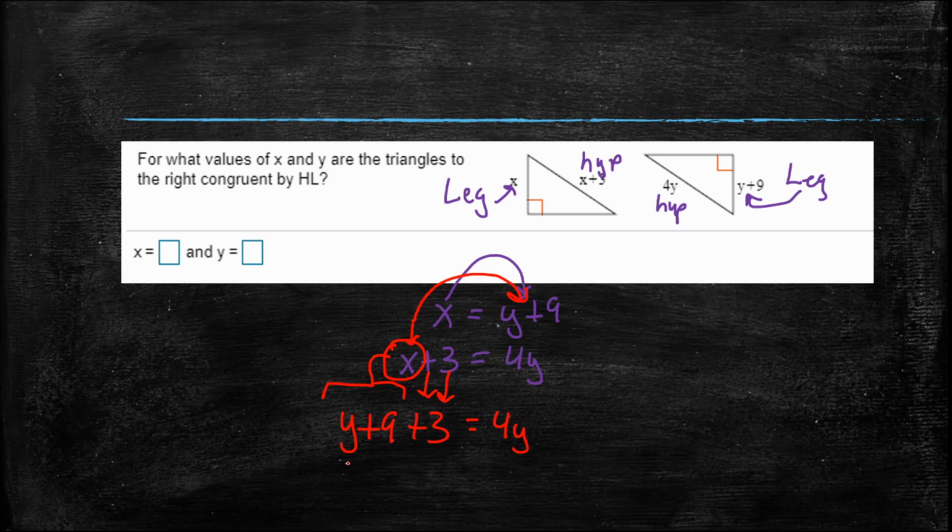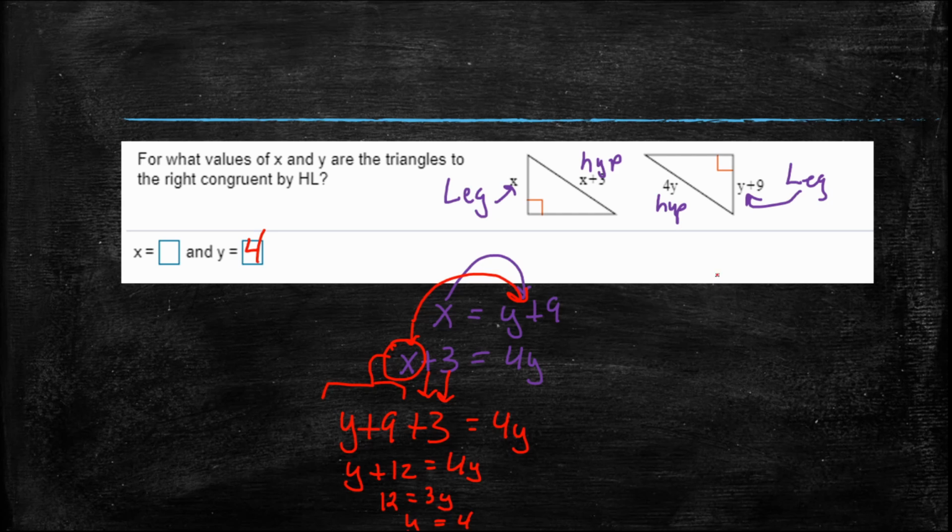And now I can do simple algebra, right? This is the simple part of the algebra. This is going to give me 12 is equal to 3y, and that means y is equal to 4. What I want you guys to do is figure out how in the world do we solve for x.